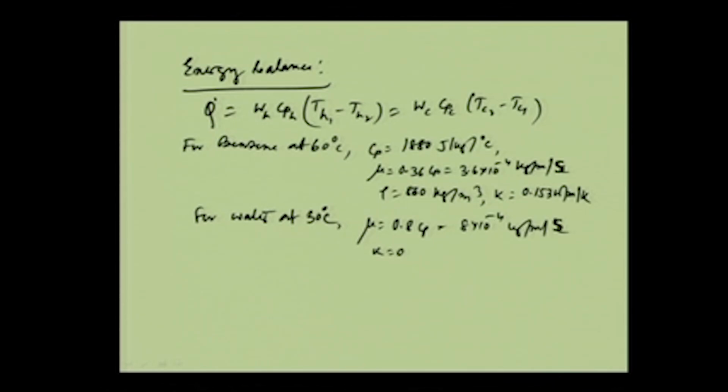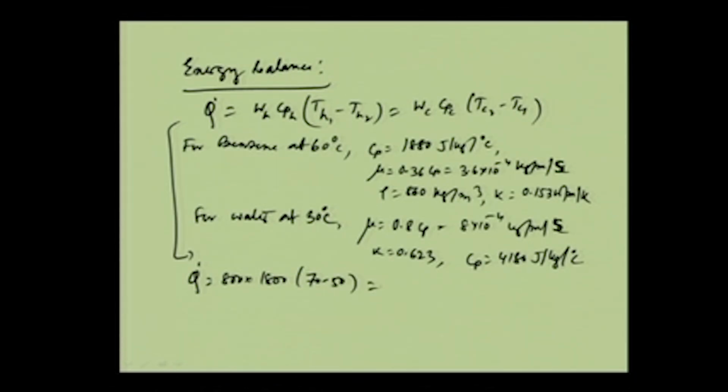K is equal to 0.623, and Cp is equal to 4180 joule per kg per degree centigrade. And then from the energy balance, we can say that Q dot is equal to 800 into 1800 into 70 minus 50, and that is equal to 288,000,000 joule per hour. And then WC we can find out from here.